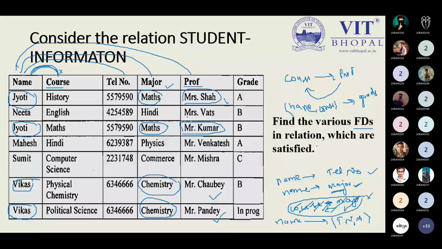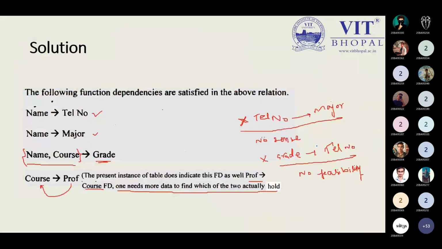This is another example I have already explained with others. Here is the solution: name and telephone number we have determined, name and major we have determined, name and course we have determined, and professor depends on the course. Why? The present instance of the table does indicate the functional dependency, as well as professor and course, but one needs more data to find which of the two actually holds. That is the point you have to understand.